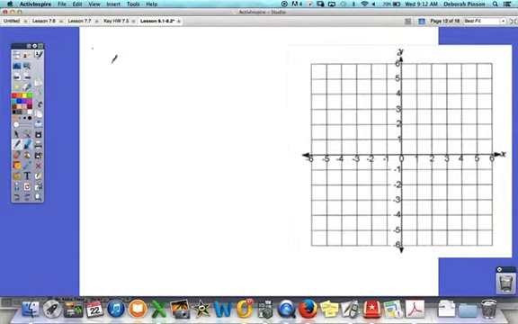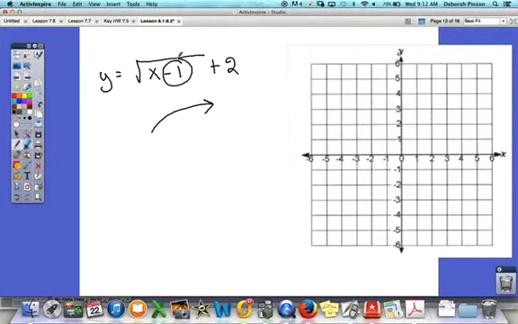And what I want us to do is graph y equals square root of x minus 1 plus 2. I want to remind you the parent function for square root looks like that. So I'm going to move over 1, up 2, over 1, up 2, and then sketch in my picture. Now it doesn't have a number out here, so I'm not going to stretch it out. I'm just going to use my normal graph of square root.